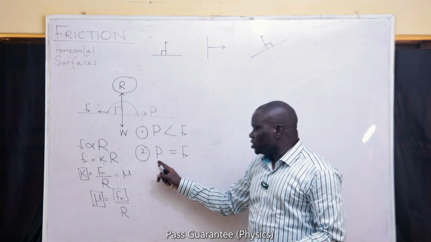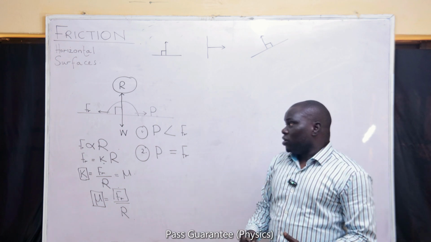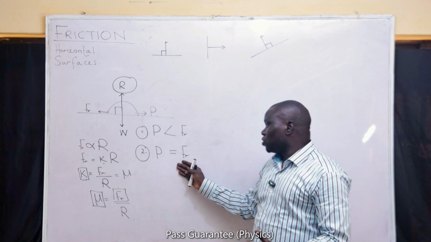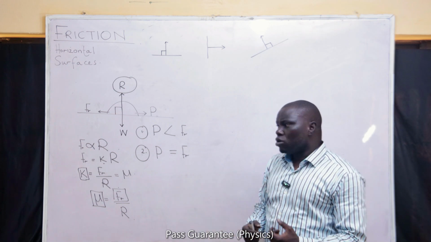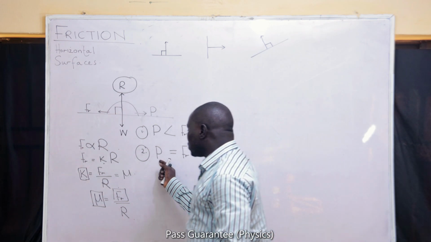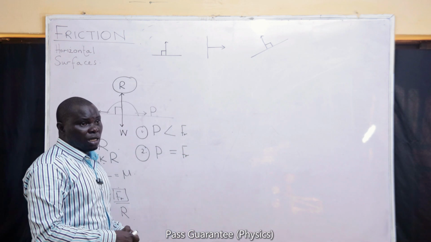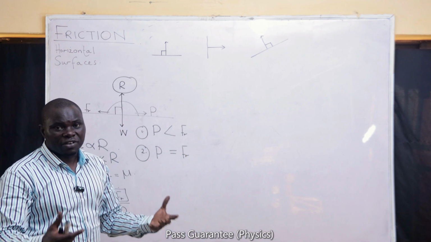If the object is about to move, it means the force that you are using to create motion is equal to the frictional force. Also, when the force you are using to create motion is equal to the frictional force, we can say that the object will move with constant velocity.